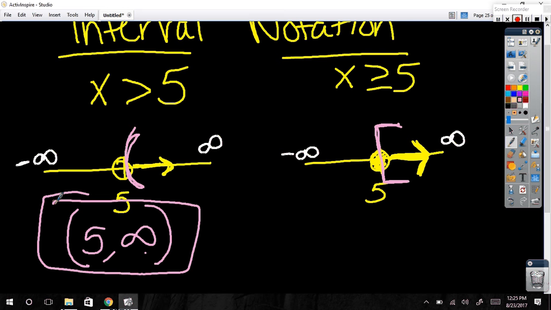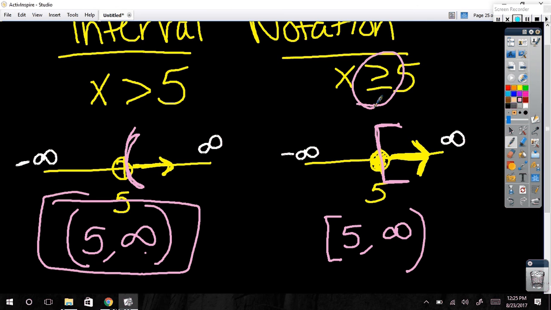If it's inclusive, so if it's including it, I would do a bracket. It starts at 5 and it goes to infinity. Infinities always get parentheses, again, because that's kind of a conceptual idea. Y'all follow me? What do the brackets mean again? The brackets mean includes. So if you have greater than or equal to or less than or equal to, you're going to use a bracket.